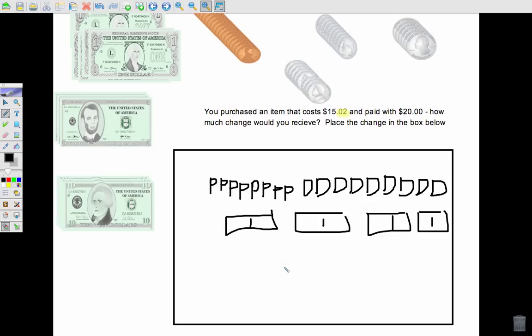Now I just need to count up the money. Can you count it up in your head? Well, the first thing you should have seen was those $4 bills, so we're going to start writing that down. Then you should have counted the dimes and said 10, 20, 30, 40, 50, 60, 70, 80, 90. And last but not least, you counted your pennies, 91, 92, 93, 94, 95, 96, 97, 98. Altogether, your change would be $4.98.